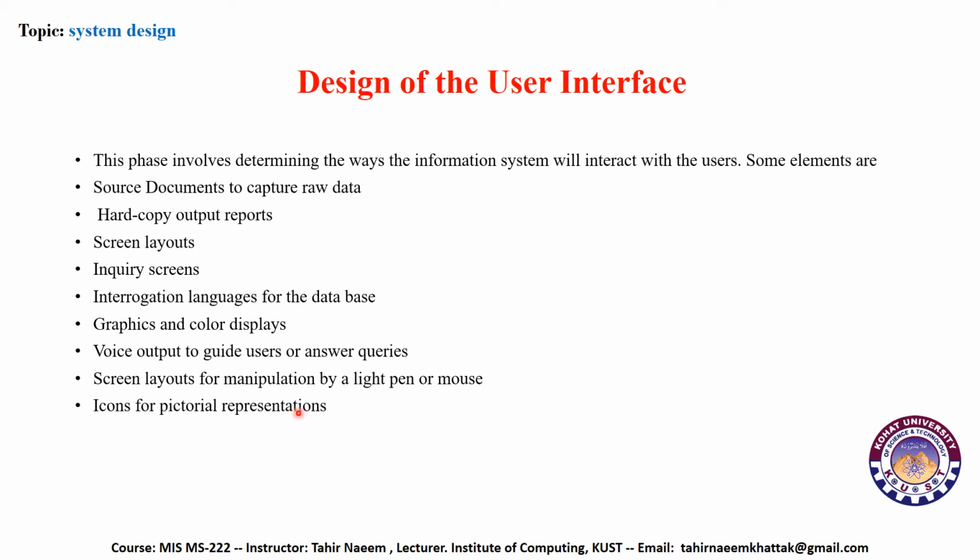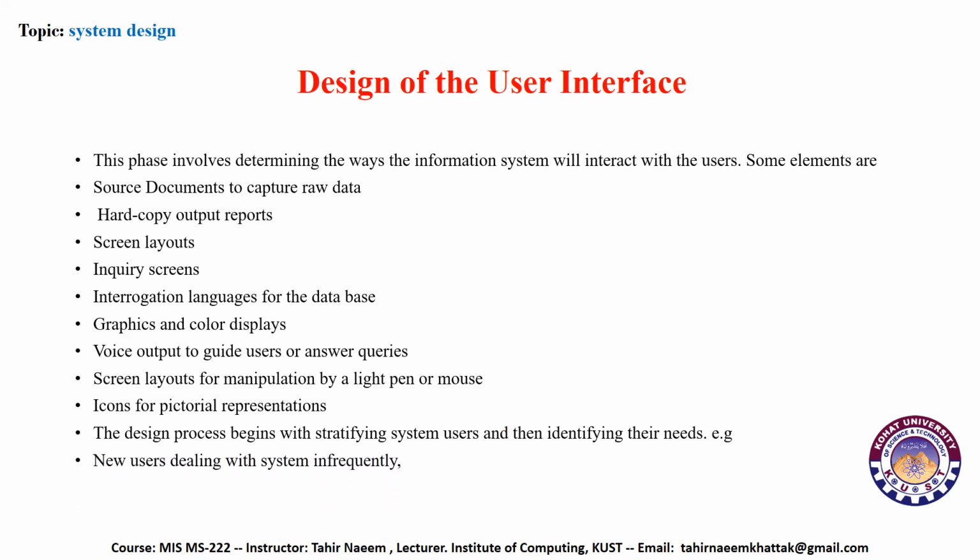Icons for pictorial representation. Whenever you want to represent data or information in pictorial form, there must be specific icons for this picture so that the user can understand what these icons stand for and he can quickly judge the data. The design process begins with certifying system users and then identifying their needs. So whenever a user interface design process begins, you have to satisfy the user and understand the needs of the user so that this can be incorporated into the system design.